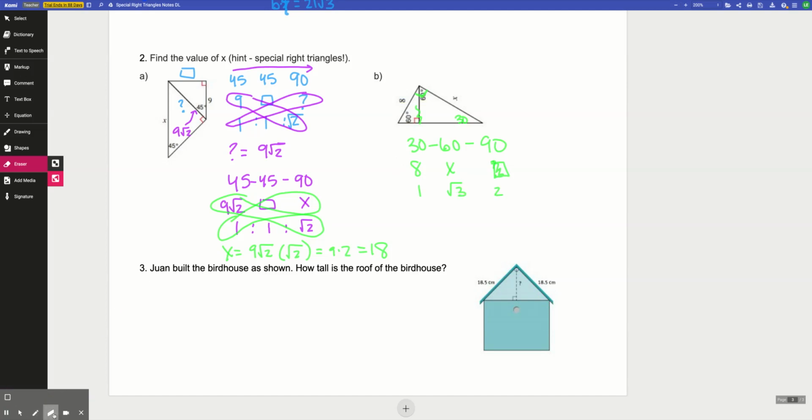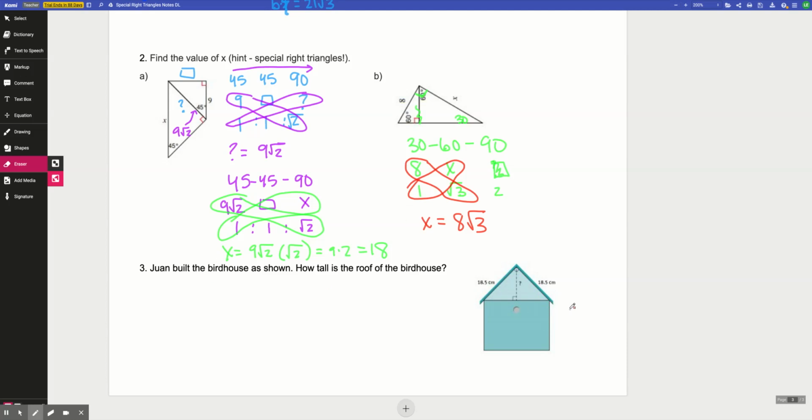When you go through and you're solving for x, you're basically cross multiplying here. So you have x times 1, which is just x, equals 8 times root 3, which is just 8 root 3. Okay. All right, last question.